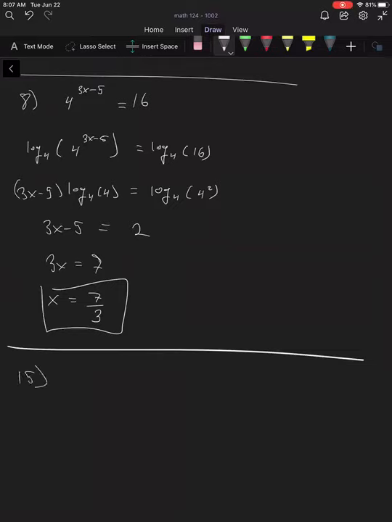So 15 says e to the minus c is equal to 5 times 2 to the c. So in this problem, we have two things that have the exponent. So in this situation, we're solving for c.